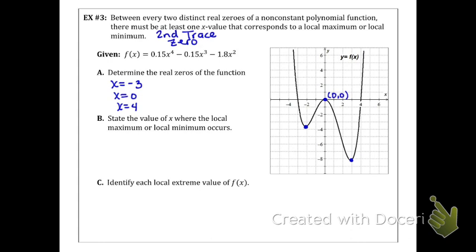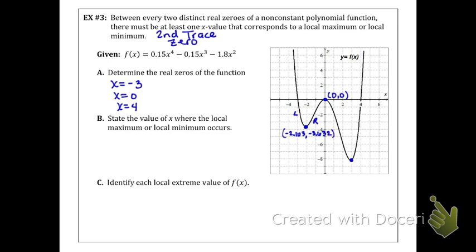So I'm going to go to the second trace, and both of those are minimums, so I'm going to choose minimum. And then I'm going to find the one on the left here. So left bound, right bound, just hit enter an extra time for the guess. And it should tell you that that ordered pair there is -2.103, comma, -3.632.